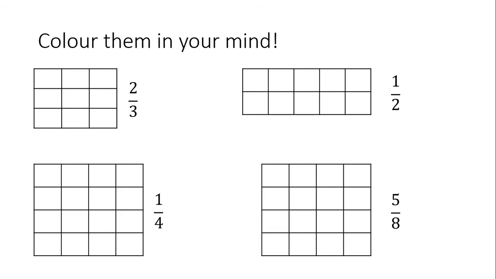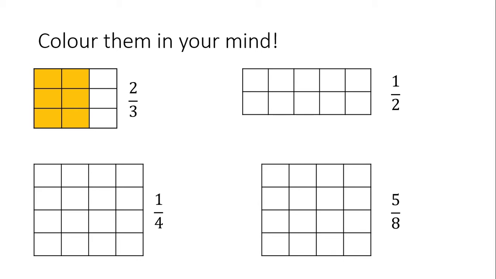Welcome back, let's check your answers. In the top left corner, we have 2/3. And so we have to group those boxes into groups of 3 and color in 2 of those groups, and it would look something like that. 1 group, 2 groups.